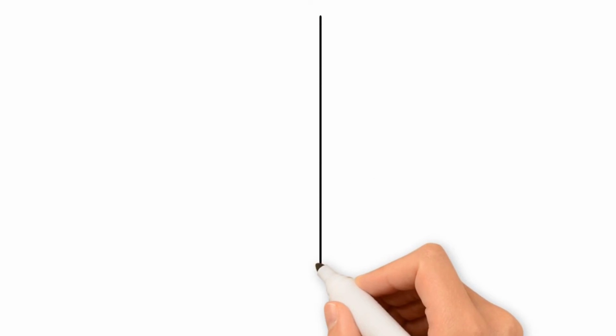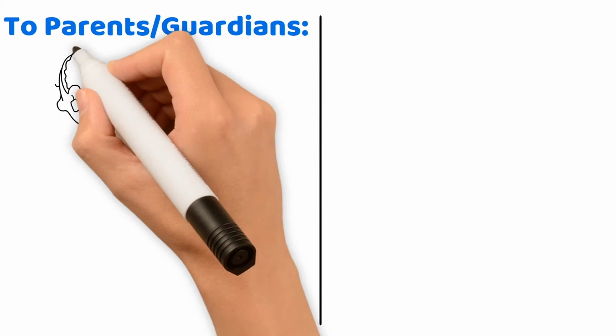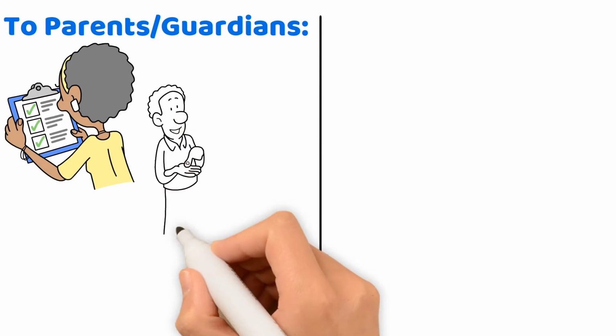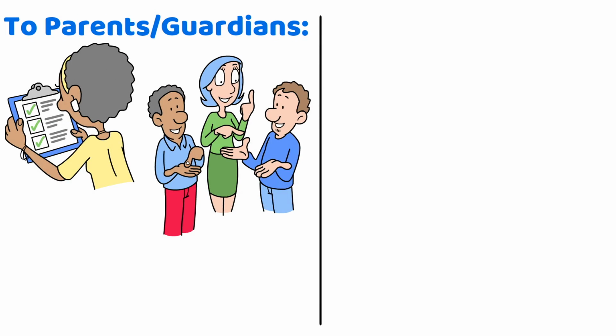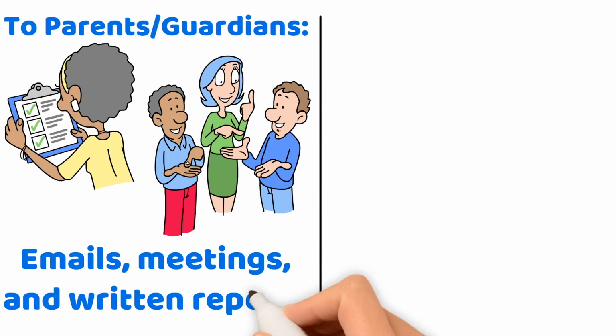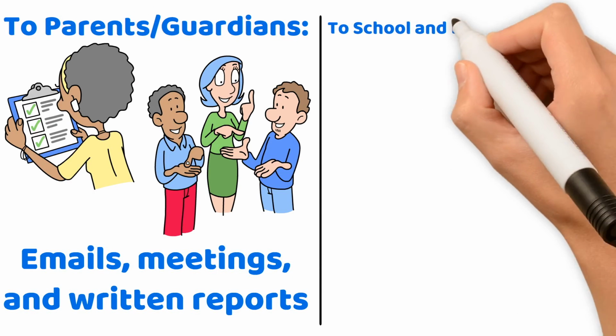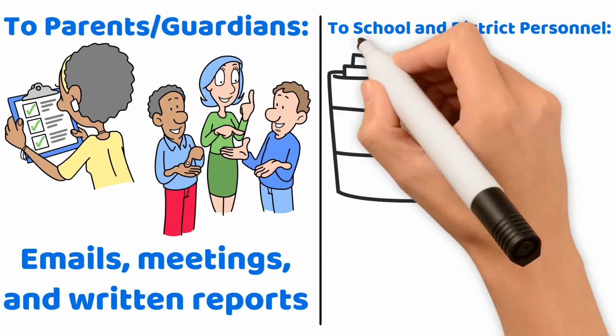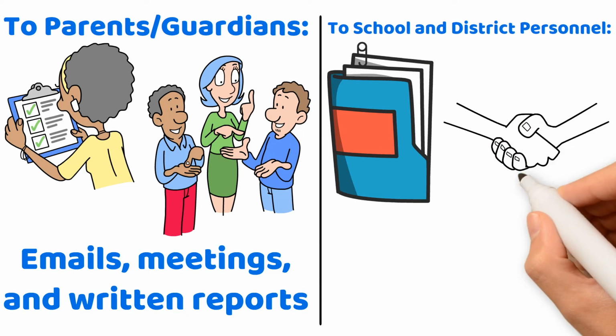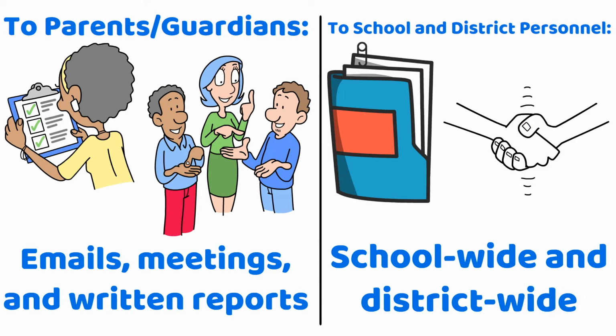To parents, guardians. Share detailed updates on progress and areas for improvement through various communication methods like emails, meetings, and written reports. To school and district personnel. Ensure systematic reporting of progress and assessment results to support school-wide and district-wide planning and support.